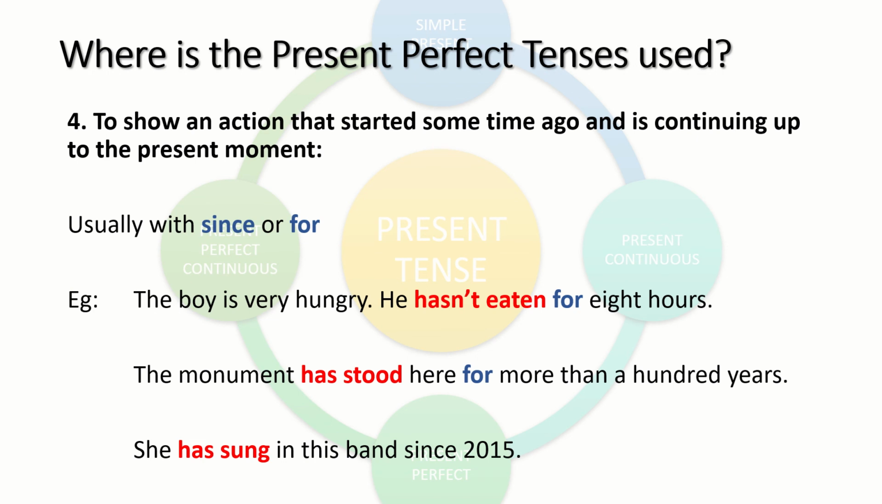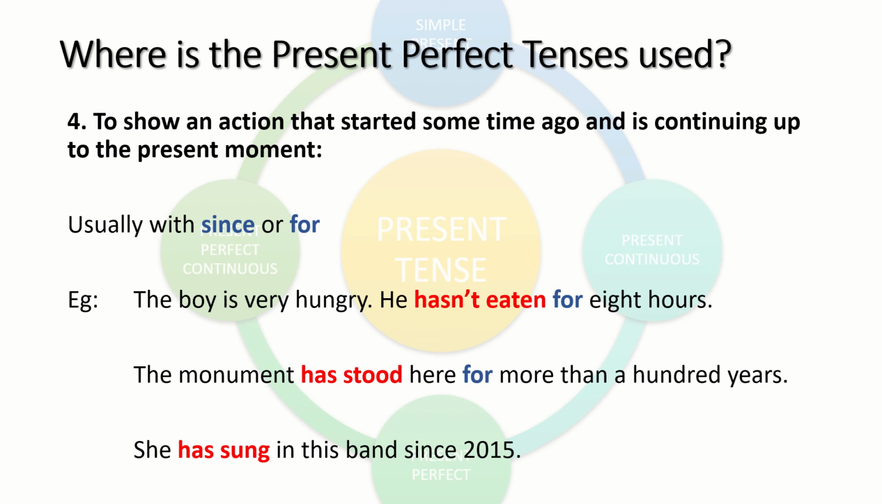And lastly, when we need to show an action that started some time ago and is continuing up to the present moment when we are talking, then also we use the present perfect tense. And in this case, we use it with since or for. For example, the boy is very hungry. He hasn't eaten for 8 hours. So for 8 hours he hasn't eaten a scrap of food.